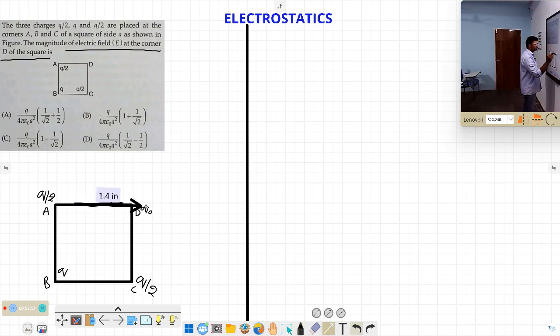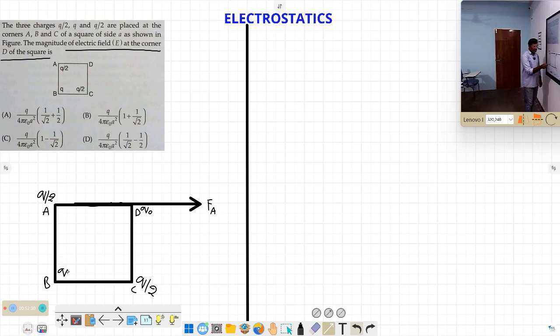This is the direction of the repulsion. It will be by the A charge, that I am writing as force by the A, FA. Similarly, B. B charge is having magnitude Q. It also repels. The repulsion always takes place along the line joining these two.